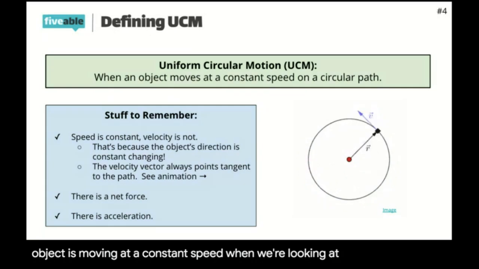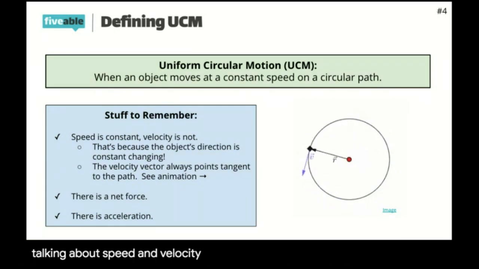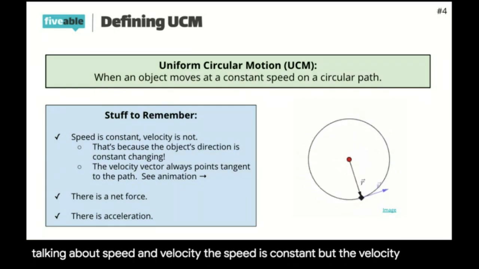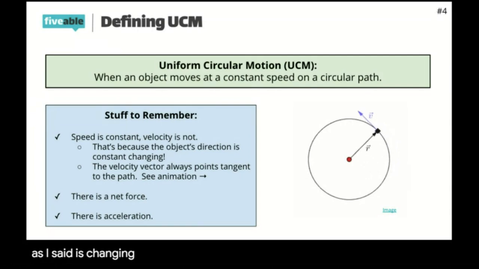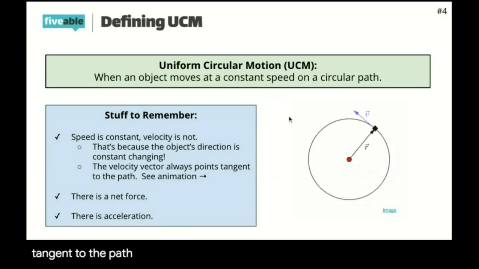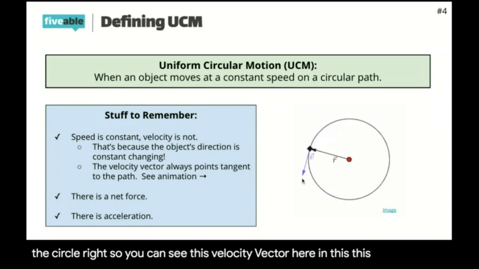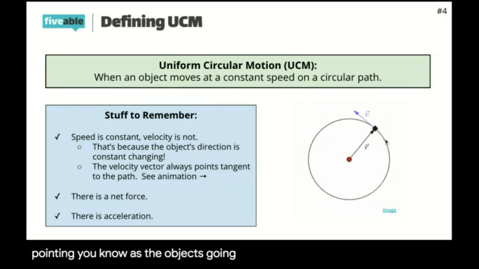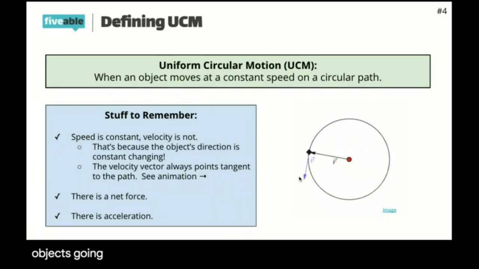When we're talking about speed and velocity, the speed is constant, but the velocity vector, as I said, is changing. Again, by rule, the velocity vector is always going to point tangent to the path. Remember that tangent means one intersection point on the circle, right? You can see this velocity vector here in this animation.